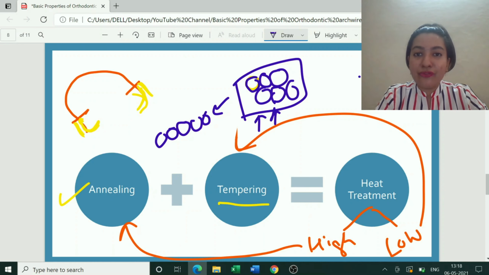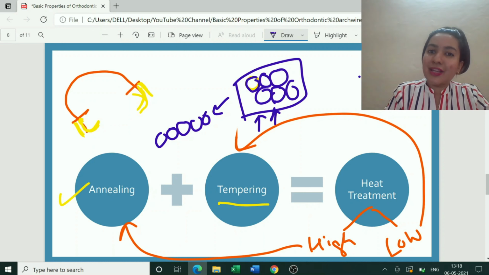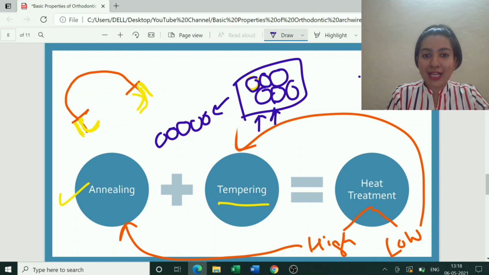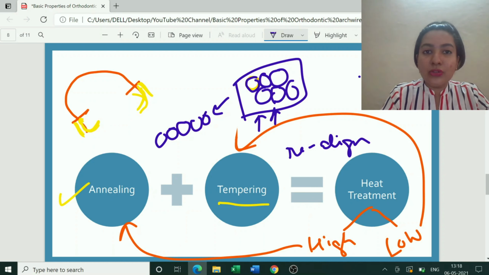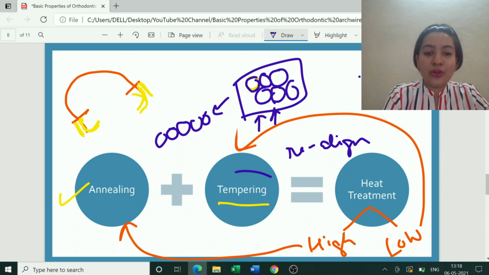So this is the effect of low heat treatment or tempering, where all the stresses which were induced into the wire are released. And who induced these stresses? We induced these stresses when we were manipulating the wire. So while manipulating the wire, stresses get incorporated into it. When we heat the wire, all the stresses get released, plus there is realignment of the molecules. So this terminology has to be remembered: realignment. All the molecules realign themselves, plus all the stresses which were incorporated into the wire are removed. So this is the procedure of tempering.